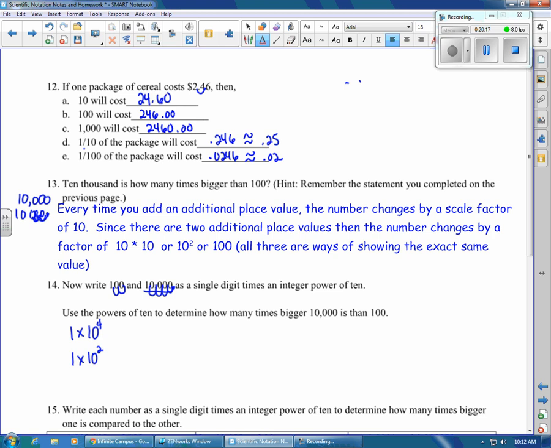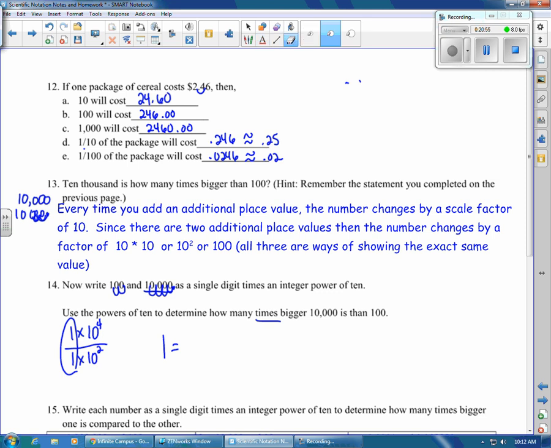So I've written the powers of 10 here to determine, and now it says use the powers of 10 to determine how many times bigger 10,000 is than 100. Now, when we're trying to figure out how many times bigger one thing is than the other, we're going to use division. If it was just how much bigger, I could use subtraction, but when it says how many times bigger, I need to use division. Now again, I don't have to grab my calculator here because this is going to be easy peasy lemon squeezy. 1 divided by 1 is 1.